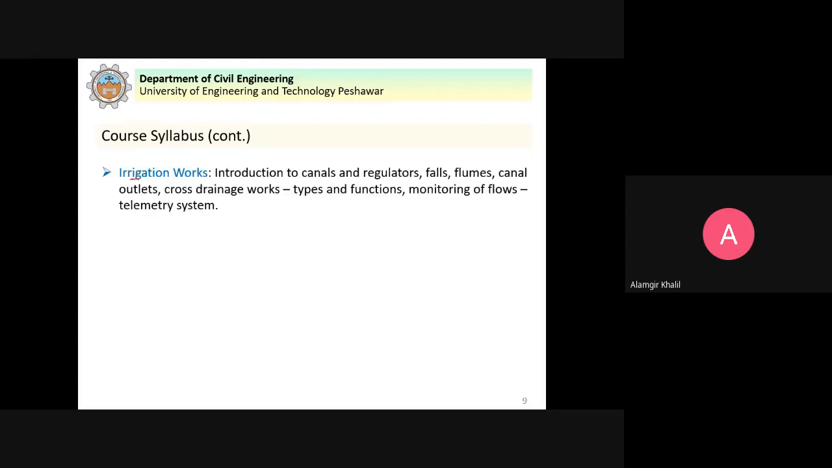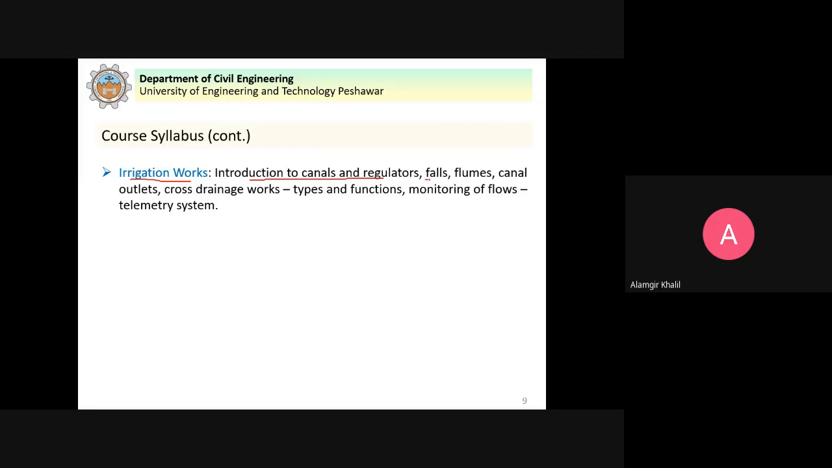We will study about the irrigation works. So, introduction to canals and regulators. How we regulate the flow of water into canals. We have canal head regulator. We can control the flow entry into canals through canal head regulators. These are off-taking canals, maybe from dams or rivers.